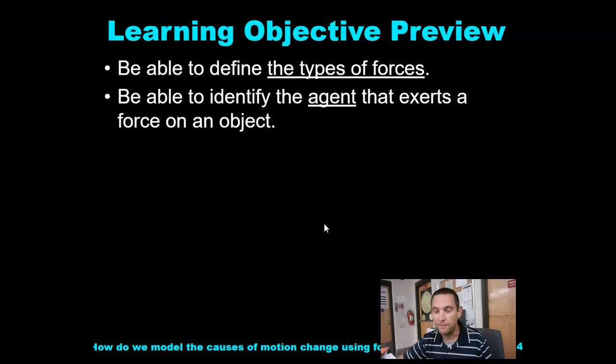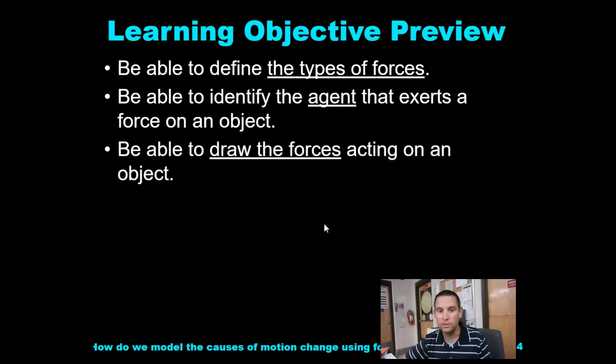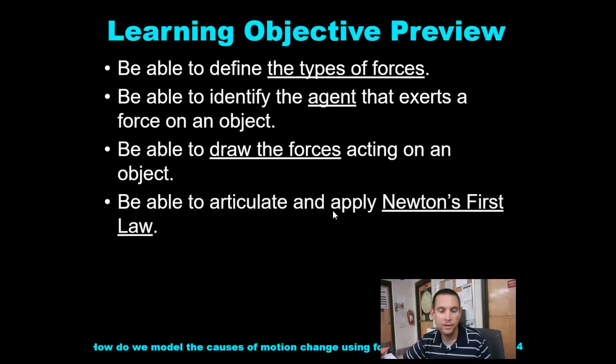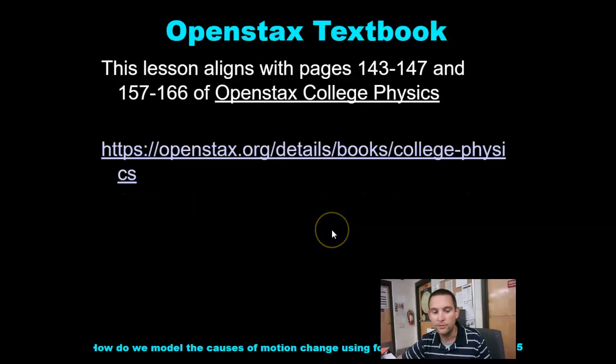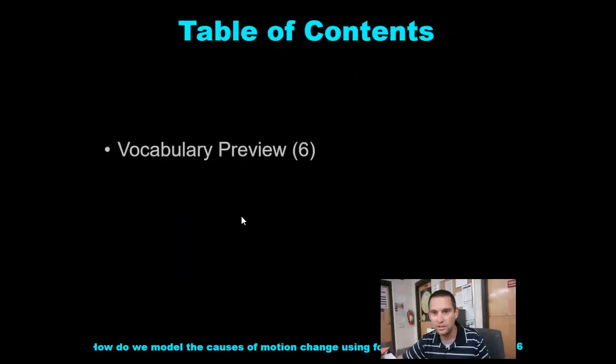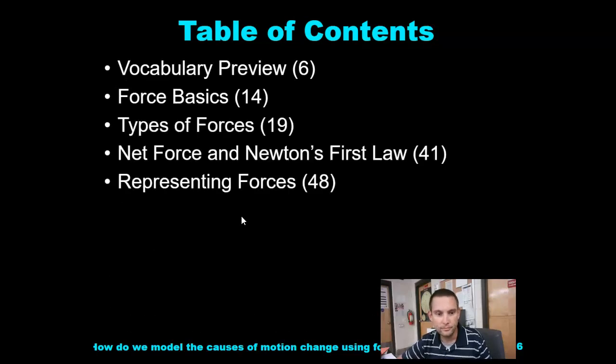We need to be able to define types of forces, be able to identify the agent that exerts a force on an object, and be able to draw the forces acting on an object. We have to be able to articulate and apply Newton's first law, and that's it. Here's our textbook alignment with college physics. If you're looking for the university physics version, it's going to be different.